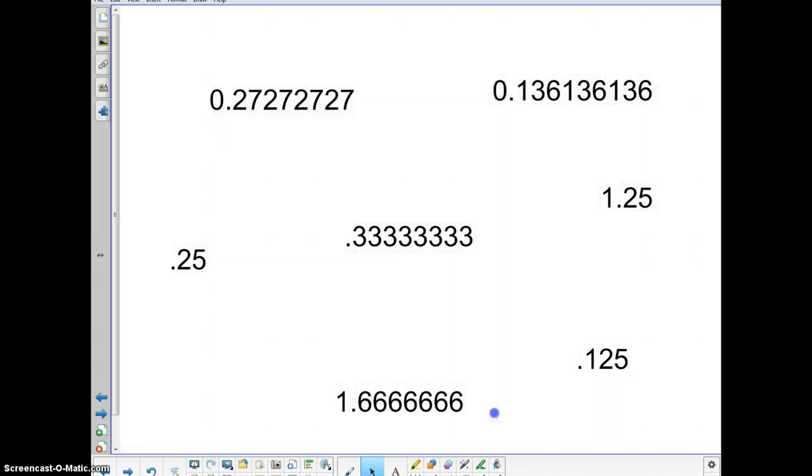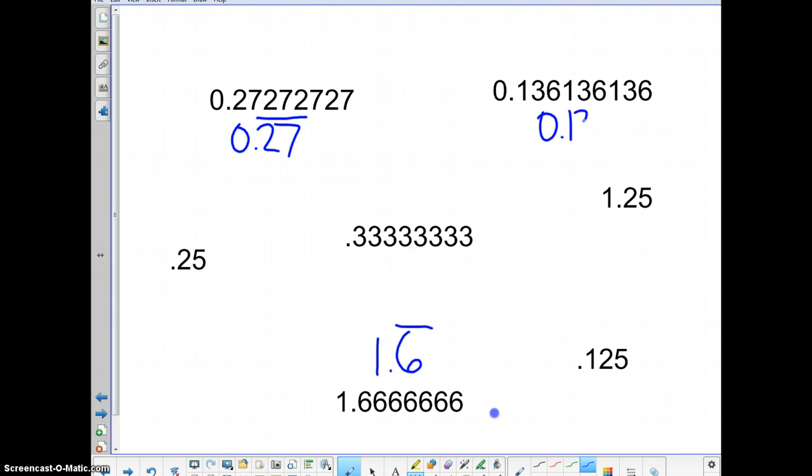Now, a couple of different ways to write this. Down here, that would be 1.6, and to show that it's repeating, we put a little line over it. Then up here, we always put a line over the group that's repeating. So 27 is what's repeating, so we put a line over that. That's how we would write 0.27 repeating. And same thing up here, 0.136, and we draw a line over the whole group that is repeating. So those are the differences between a terminating decimal and a repeating decimal.